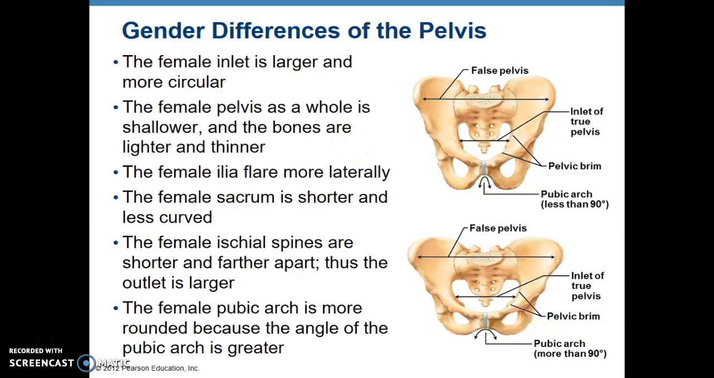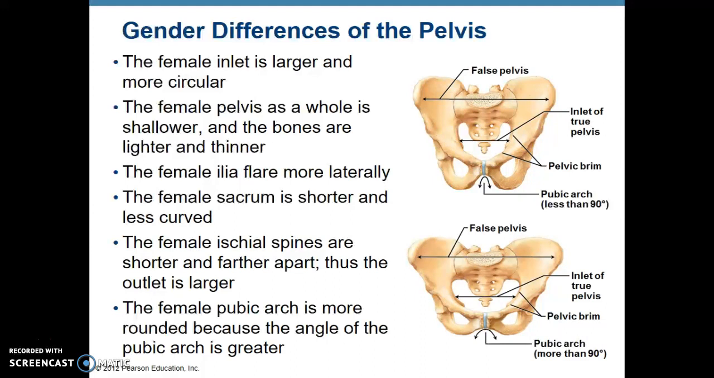The female pelvis is also shallower. You can see how this one is longer, and this one's shallower, and those ilia flare out laterally. That's really important. That's going to help open up this inner inlet. Female also has a shorter sacrum, so this area right here is shorter than a male's, making this opening much larger. And then the ischial spines, these little spines right here on both sides, are also going to be a little bit shorter and farther apart, making the opening larger as well.